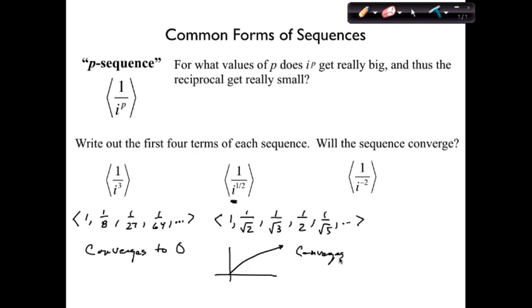All right, what about 1 over I to the negative 2? Right, so 1 over I to the minus 2 is really the same sequence as I squared. Clearly that's going to diverge, right? Those are just going to get big.